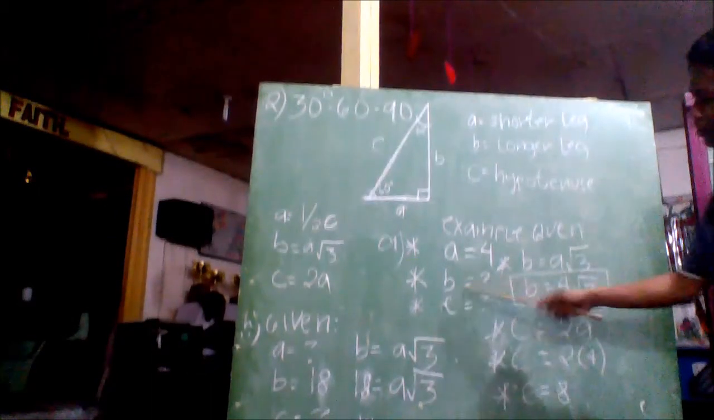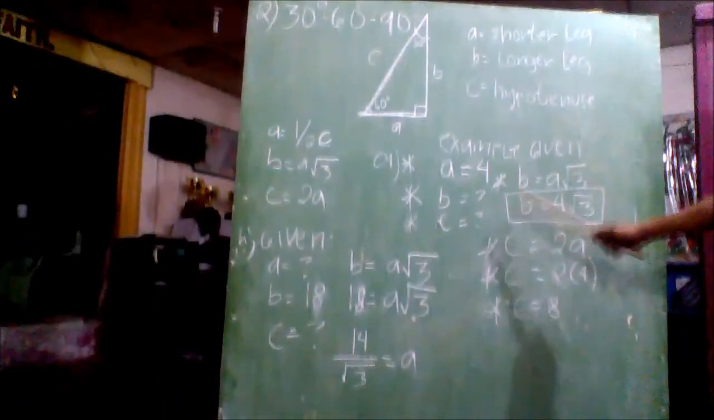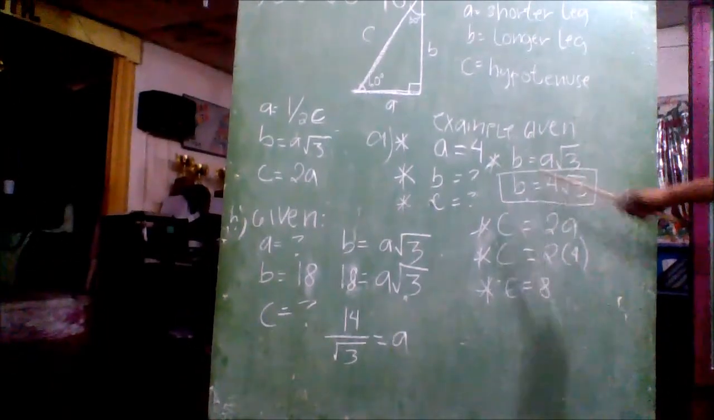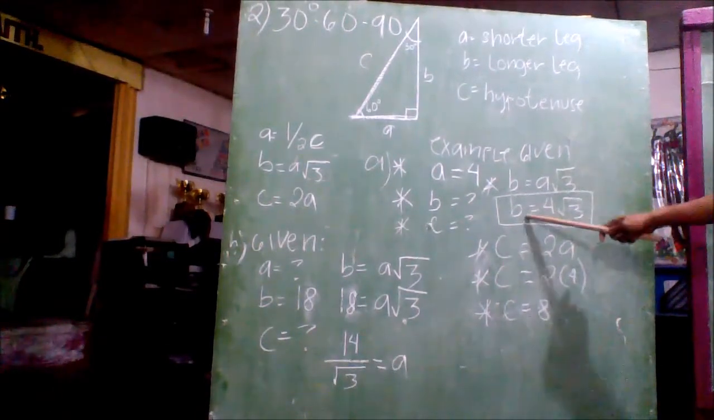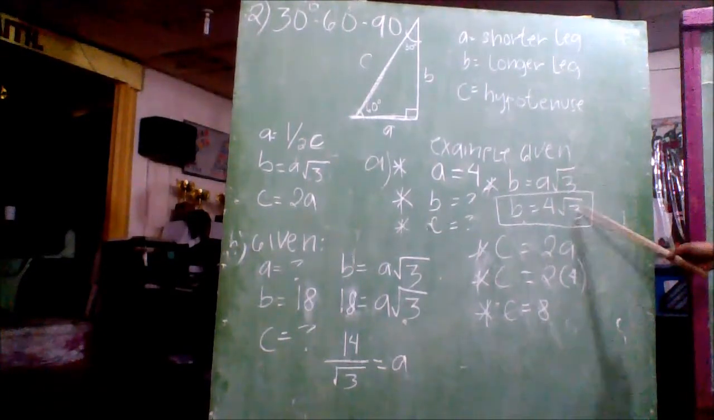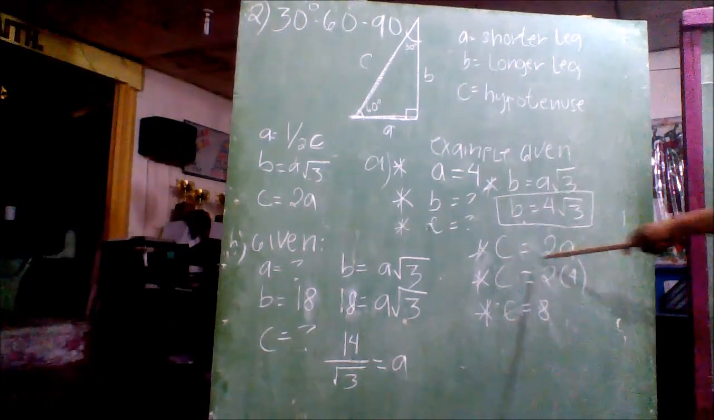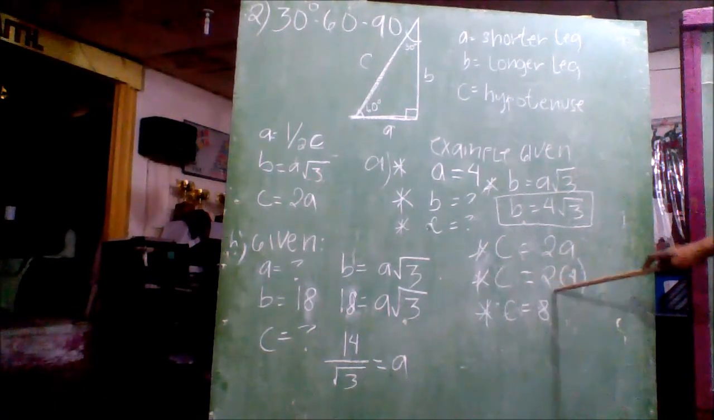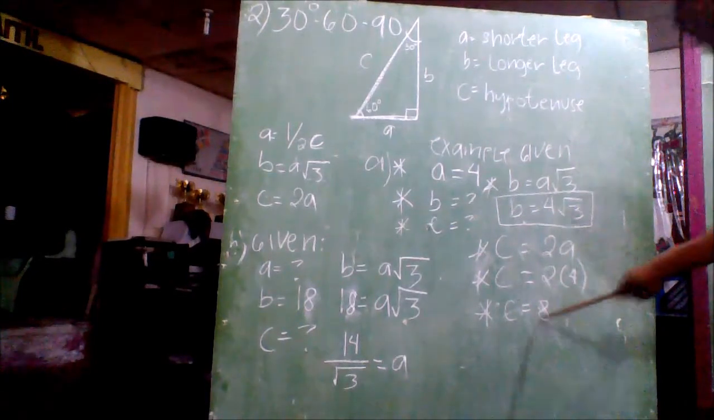Given A is equal to 4 and the unknowns are B and C. First, to find letter B, we must use the formula A square root of 3. We must substitute only. B equals 4 square root of 3. Next, to find letter C, we must use the formula C is equal to 2A. Substitute again, C equals 2 times 4, and we come to the final answer, C equals 8.